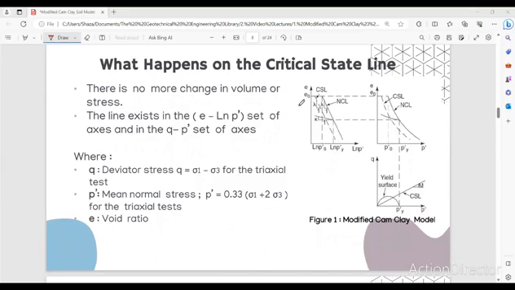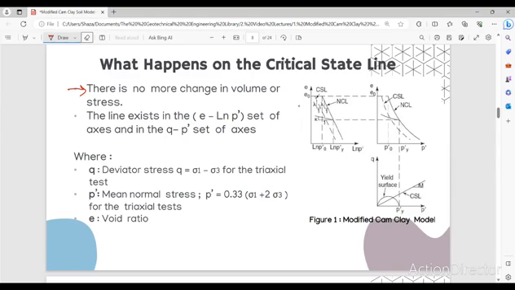In this state, the most important issue is that there is no more change in volume or stress. So it is, let's say, as in physics, a steady state. We can call it a steady state. That means there's no change in the volume or stress.